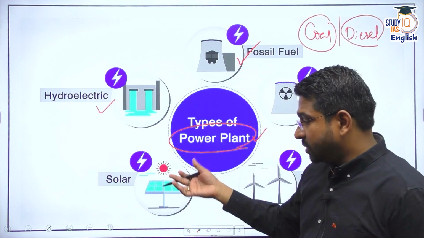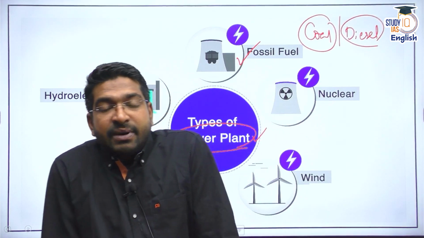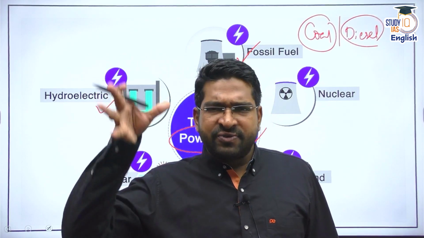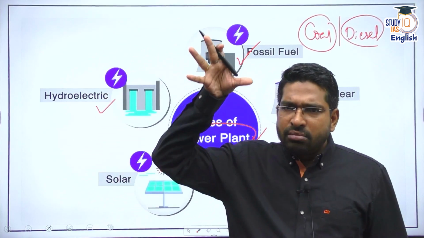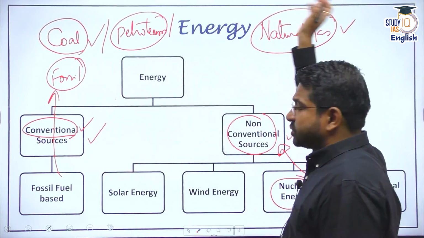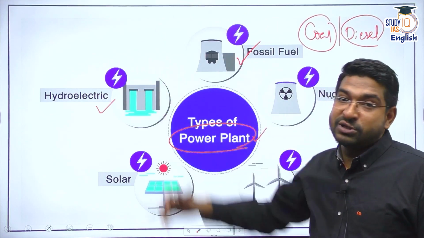These days, we talk about solar power plants. We talk about nuclear power plants. We talk about wind turbines, wind-based power plants. So we'll talk about these one by one. First, we understood the conventional source of energy, predominantly fossil fuel based: coal, petroleum, natural gas. Now, this power plant can be natural gas based also, right?